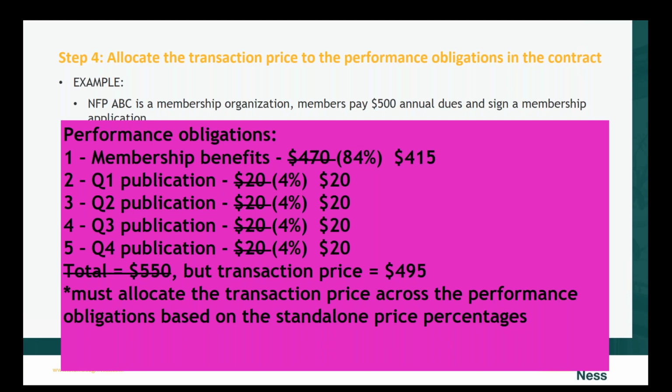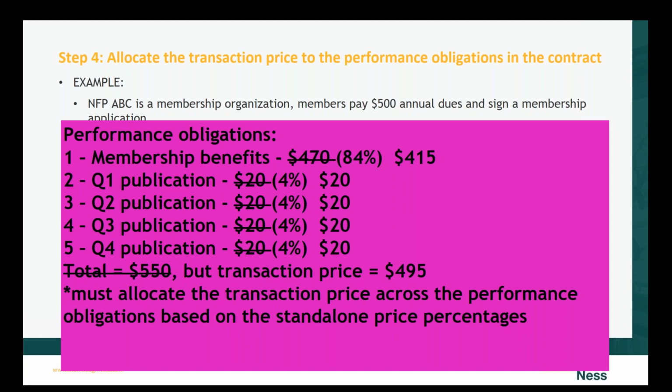So when we allocate the discount, essentially we come up with these new prices. Now, I know you're looking at this and saying, well, Krista, $20 discounted is not $20. So $20 discounted at 4% is $19.80. So in this situation, I just kept it rounded at $20.